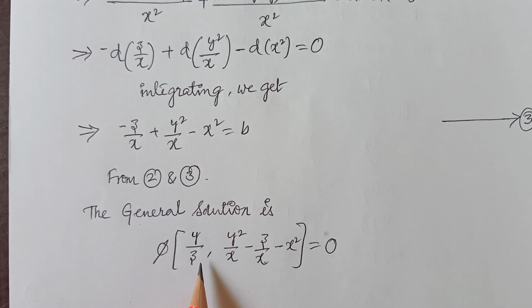the general solution is phi of (y by z, y square by x minus z by x minus x square) is equal to 0. This is the required solution of the given problem. It's very important and a little complicated. You need to concentrate more on this, try to understand, follow and practice, and you will be perfect in solving other problems also.